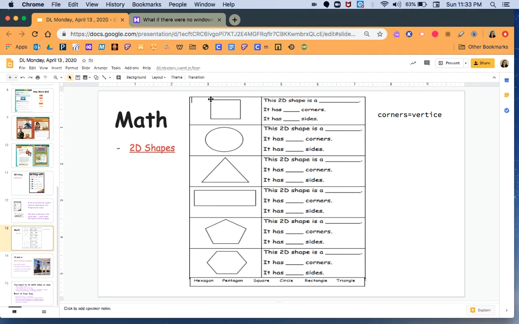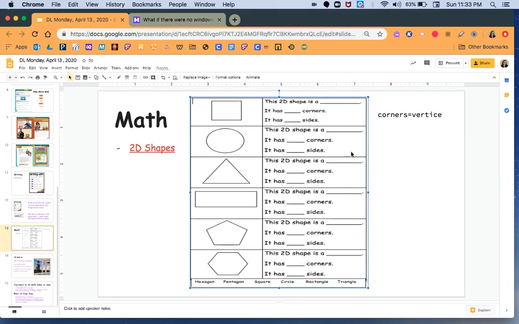So it has how many corners. So this 2D shape is a square, and a square has how many corners or vertices? 1, 2, 3, 4. And how many sides? It has 1, 2, 3, 4 sides.